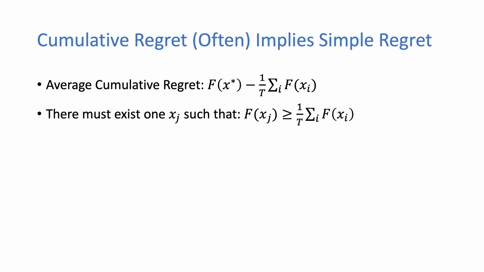We know that out of these x_i's that were chosen across the interaction protocol by the algorithm, there must exist one, x_j, such that f of x_j is greater than the average. This is the standard law of averages that we learn in arithmetic. So if you have at least one element in the average, it must be greater than or equal to the average.